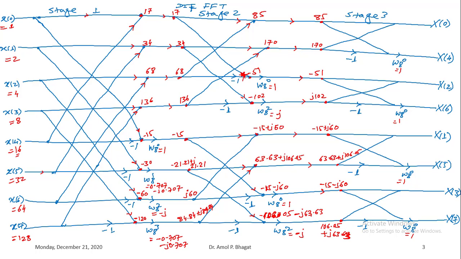Okay, so let's compute the stage 3 outputs here. So this 85 will be coming as it is, right? And from this side this 170 will be coming. So addition is 255, right? Here 85 minus 170, right? So 85 minus 170 is minus 85.